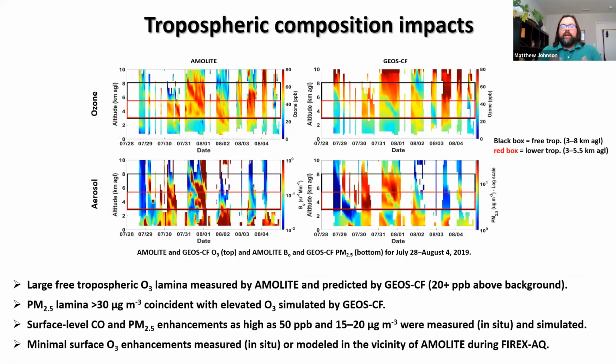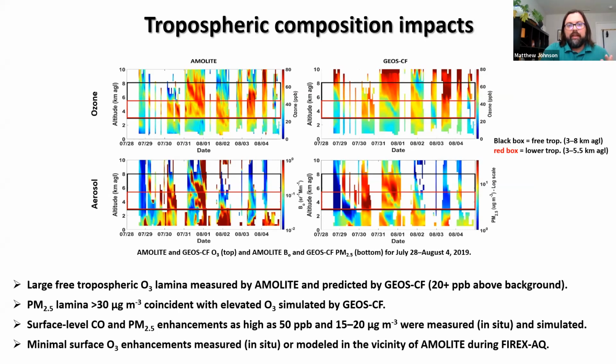So here I'm showing a comparison with GEOS-CF. These are time series curtain plots of ozone and aerosol from the lidar on the left and GEOS-CF on the right. The time period between July 28th and August 4th shows that there was very good comparison in the locations and general magnitude of these aerosol and ozone enhancements over the Ammonite location.